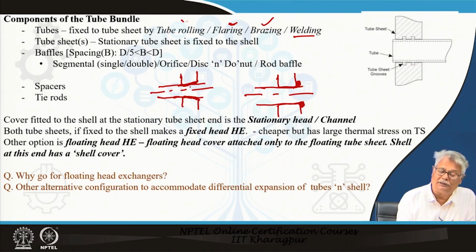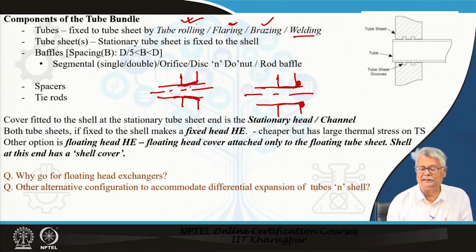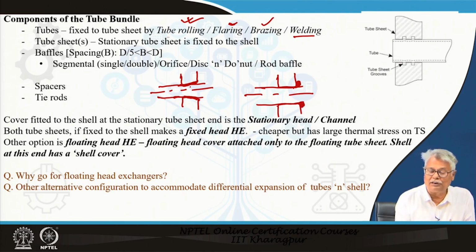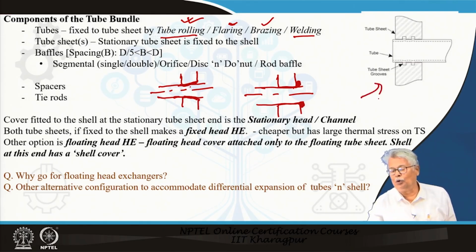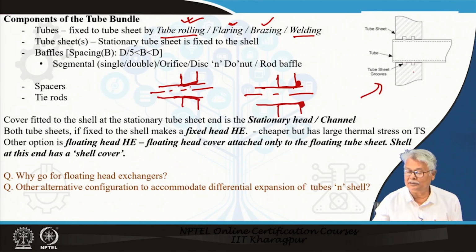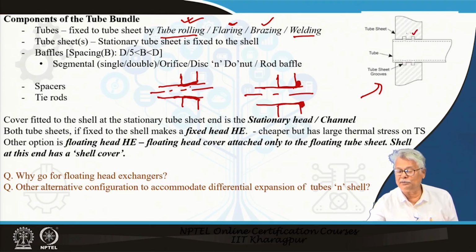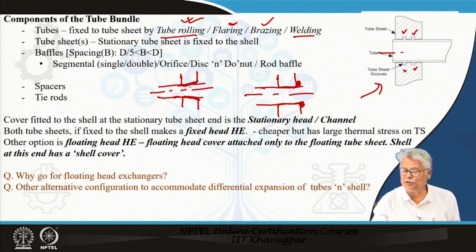What is most common, particularly with almost any type of industrial exchangers, is called tube rolling, and the diagram is shown here. What is done? This is your tube sheet. The tube sheet is usually provided with two grooves. They are circular grooves here. This is your tube which is placed in.